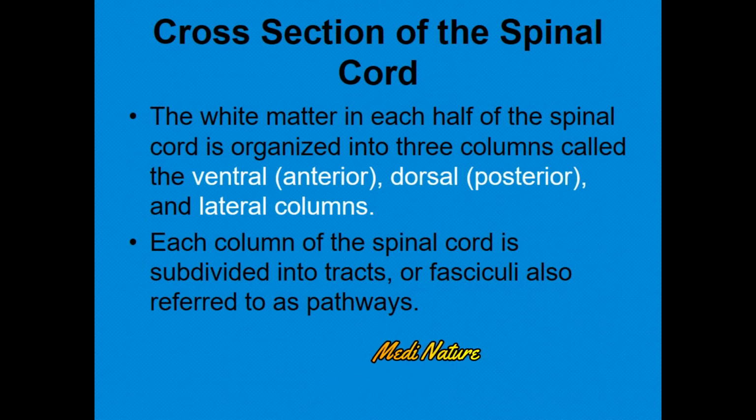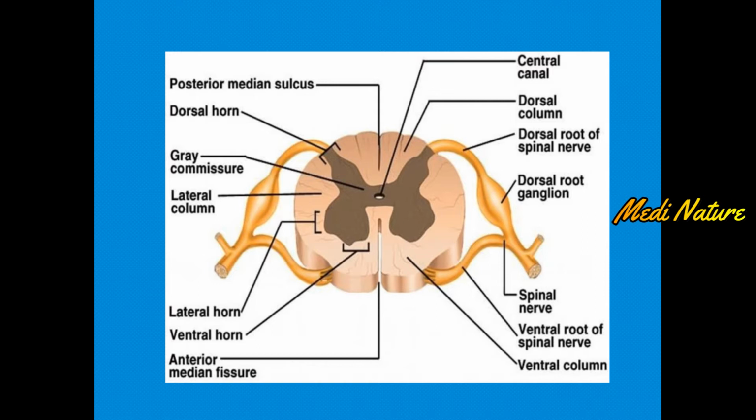The white matter in each half of the spinal cord is organized into three columns. They are called ventral column, dorsal column, and lateral column. Each of these columns of the spinal cord is subdivided into tracts. These tracts are also called fasciculi or pathways. So in this image you can see the columns arranged in the white matter of the spinal cord as the dorsal column, ventral column, and the lateral column.